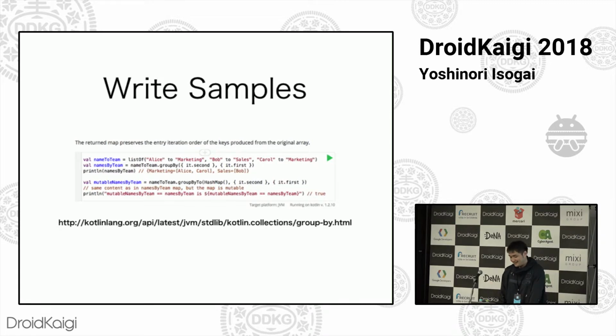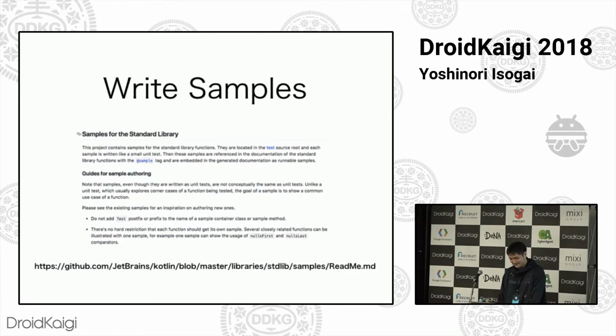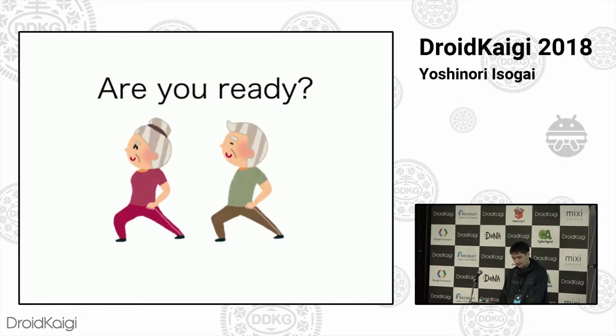Cool. And one of the cool features I really like is clicking this green triangle. It actually runs the code and shows the result of the sample code. Isn't that cool? In the browser? Yeah. So for more detail, please take a look at the README in the sample directories. So writing documentation and adding comments or providing samples are the best way to start contributing.